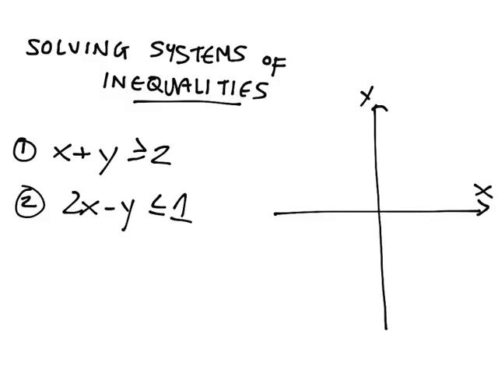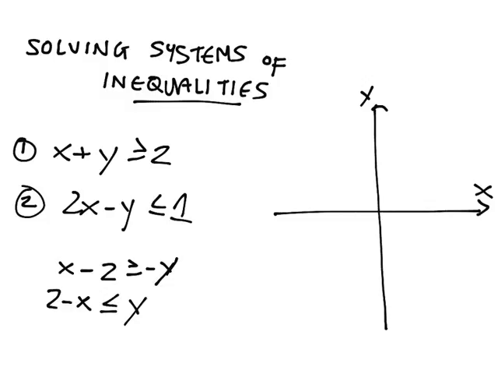So if we graph this, if we take x and y to be 0, we have a y-intercept of 0, 2, which should be about here, and our slope is minus 1. So our line will look something like this.